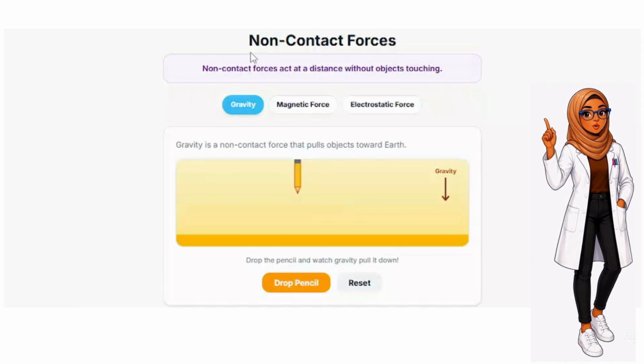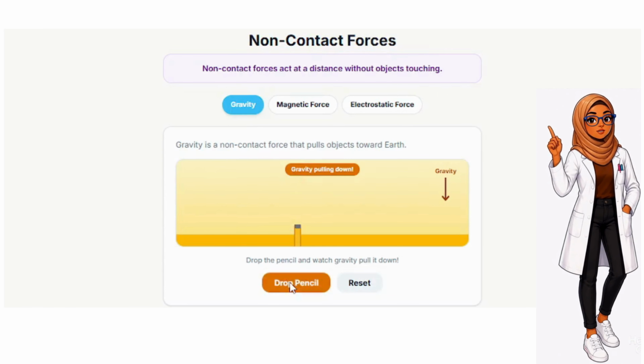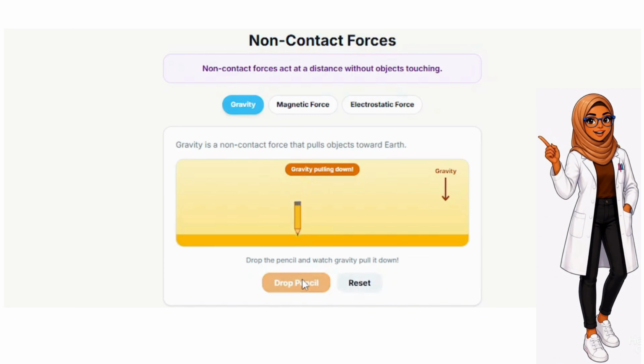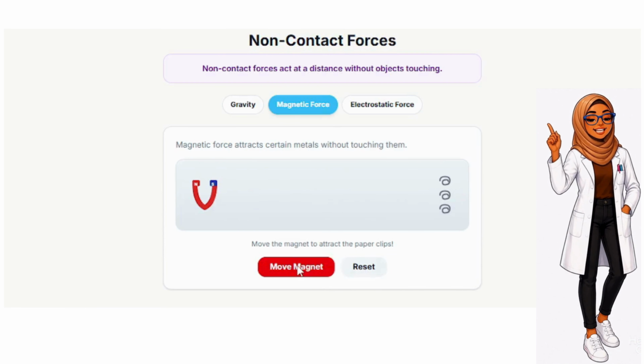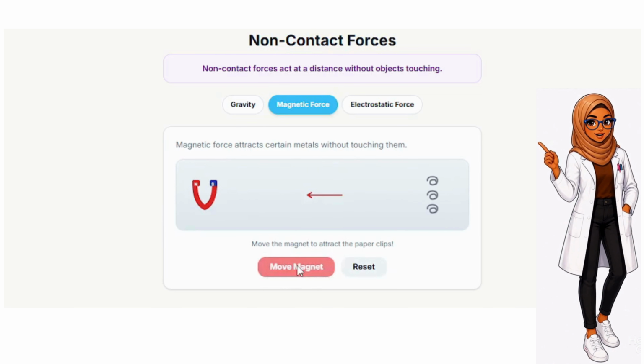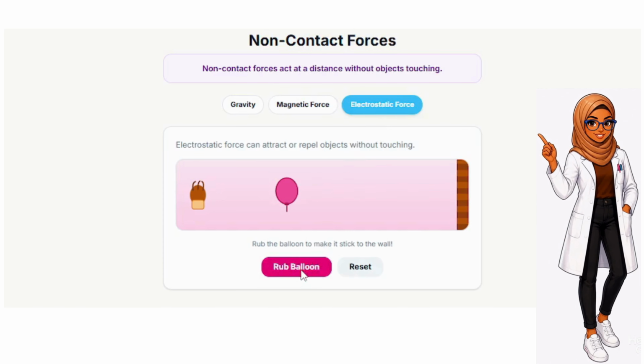Okay, now we're looking at non-contact forces. First one is gravity, dropping the pencil, and watch gravity pull it downwards. Okay, and the next one is magnetic forces. Move the magnet to attract the paper clips. And the last one, electrostatic forces, rubbing the balloon to make it stick to the wall.